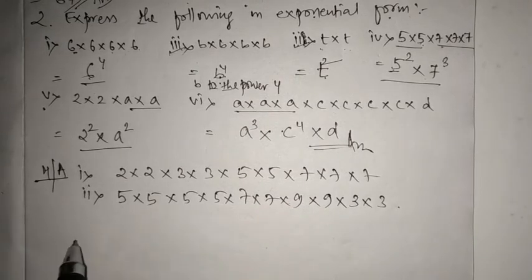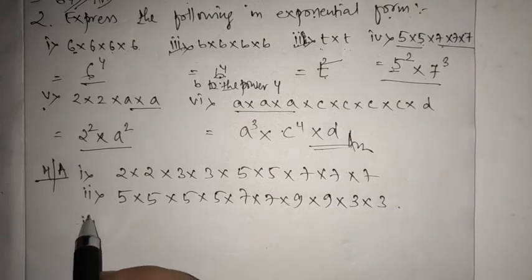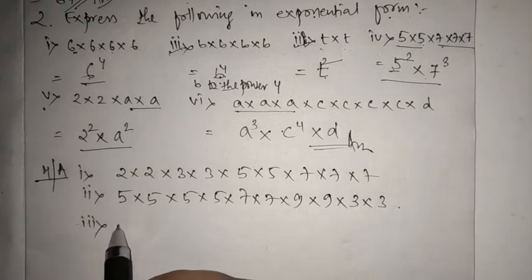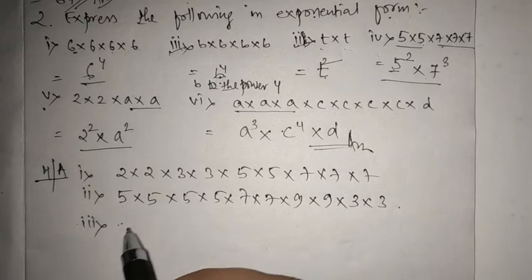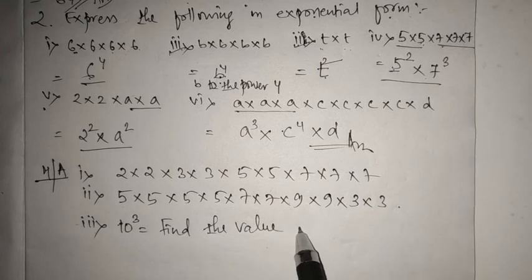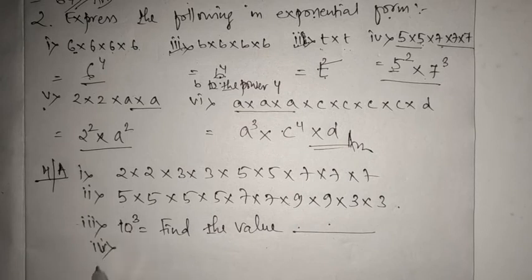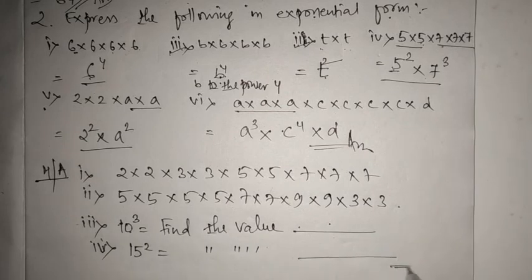So another one is here. Number 3 is 10 cube. You have to find the value over here. Find the value. Okay, so 10 cube you will find the value and write here. Similarly for number 4 also, 15 square. Similarly you'll find the value and give me the answer.